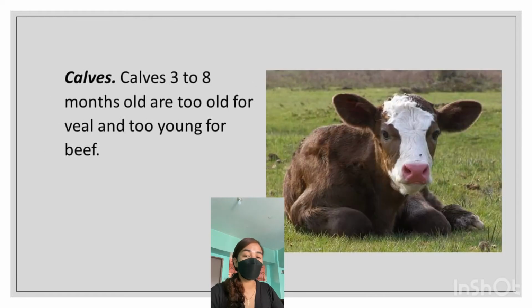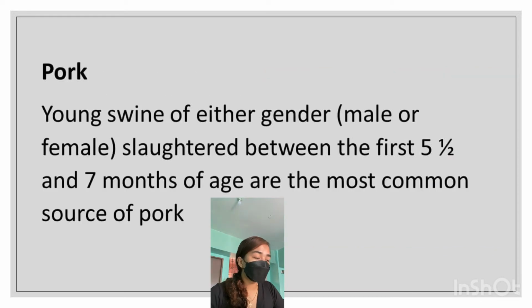Okay, next we have calves. Calves are 3 to 8 months old and are too old for veal and too young for beef. So if they go to the market between 8 and 12 months, their meat is referred to as baby beef. Pork.